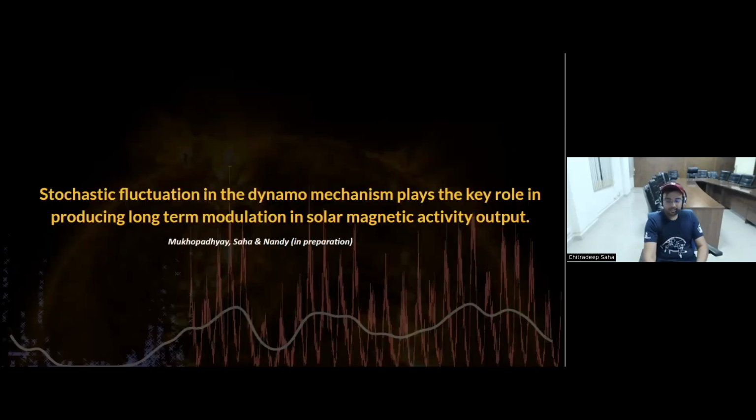And the takeaway message is that the stochastic fluctuation in the dynamo mechanism indeed plays the key role, and nonlinear quenching alone cannot recover this supermodulation kind of behavior in the sun's magnetic activity output on longer time scales.